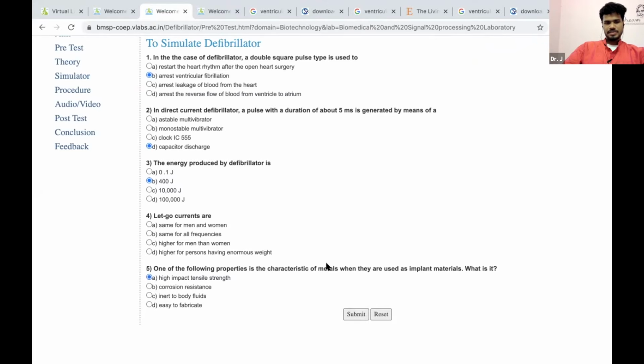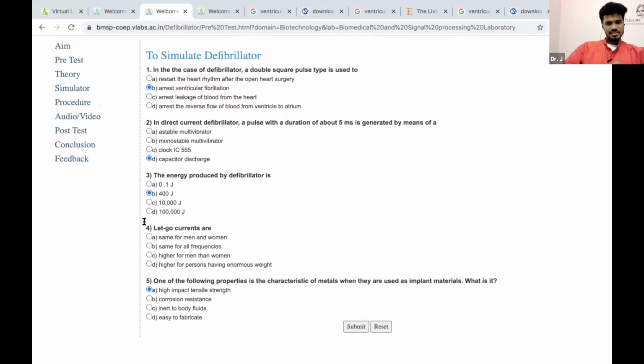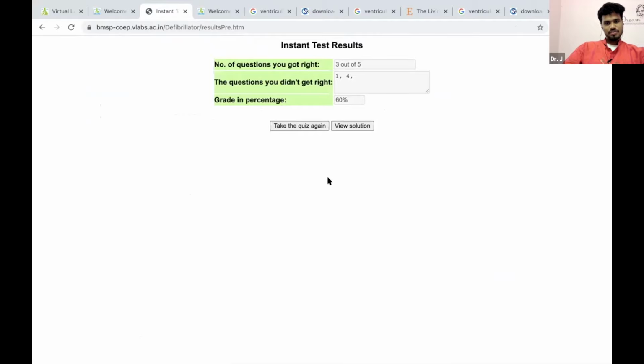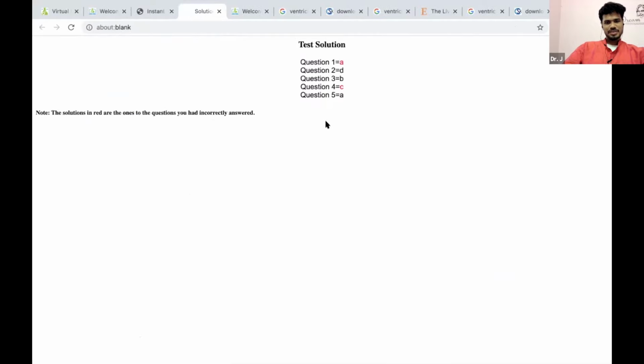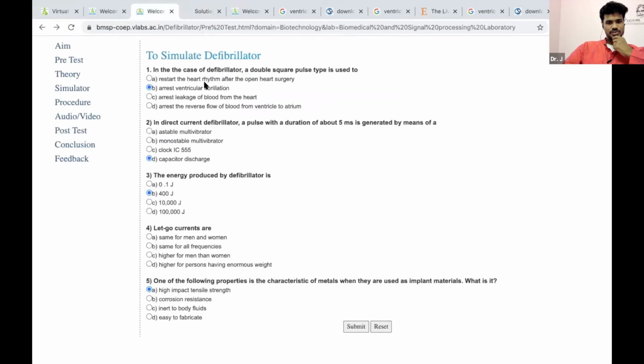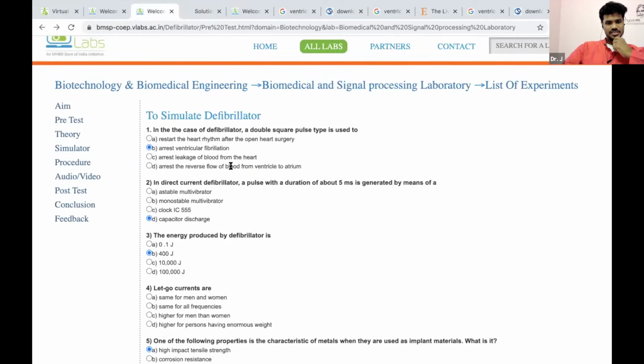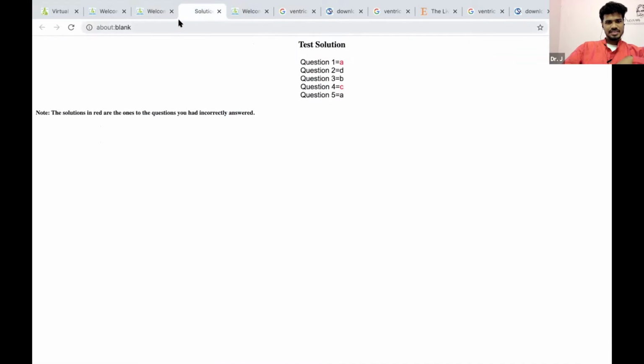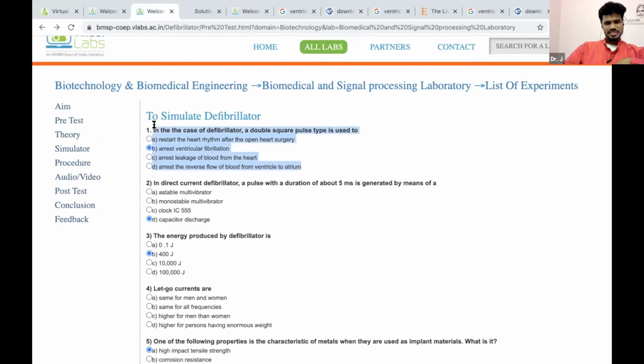Okay, let's see. The question that is really poorly framed is 4. Let's see how we did with other questions. 4 also seems to be incorrect. Yeah, 4 we did not answer. 1 is A. What is 1? Yeah, this is again a slightly poorly framed question. Restart the heart rhythm after open heart surgery. But typically, a biphasic wave you also need for ventricular fibrillation.